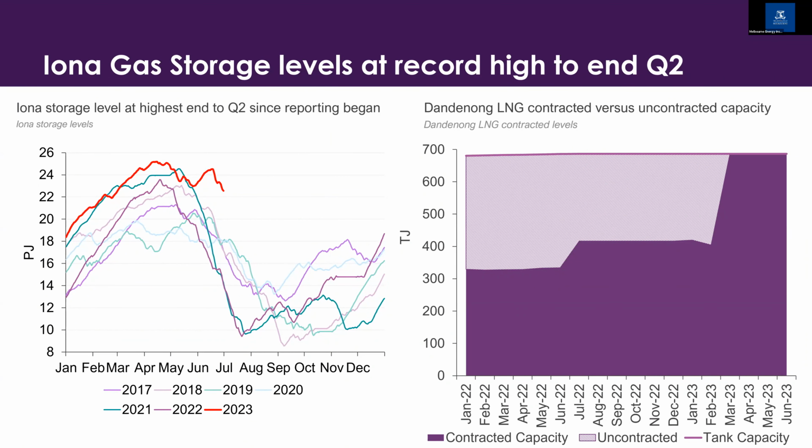We actually, and then also combined with that is the increase in Queensland domestic supply, meaning there was just more gas available, so people didn't need to pull gas out of Iona underground as much. So this led to a very strange situation where in June, probably for the first time ever, we saw refilling of the Iona underground facility, although then it started to come back down again in July.